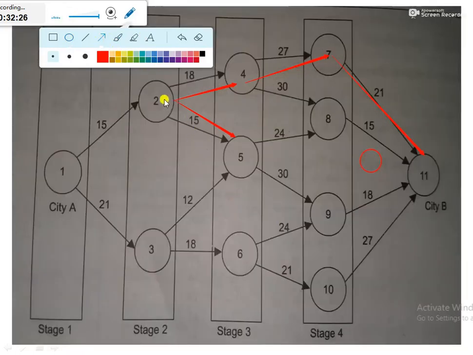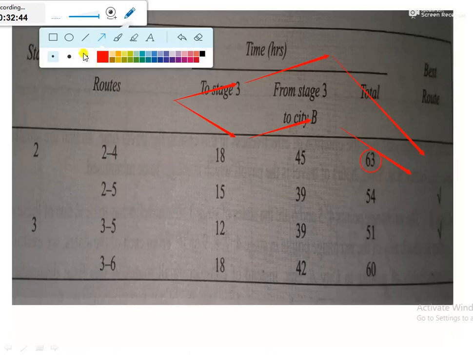And in case he selects this route 2 to 5, then the route would be 2 to 5, 5 to 8, and 8 to 11. Then the total time taken would be equal to 15 plus 24 plus 15, that would be equal to 54.